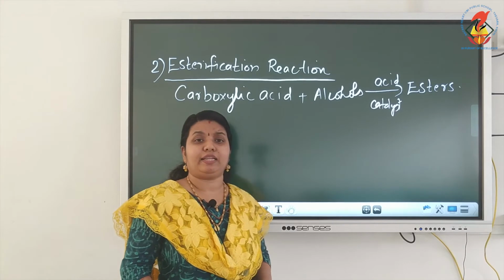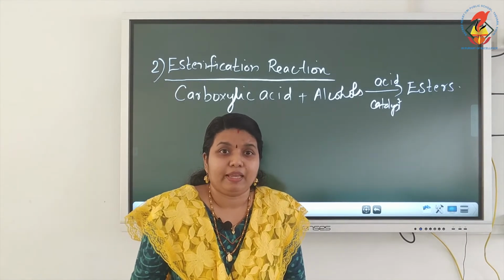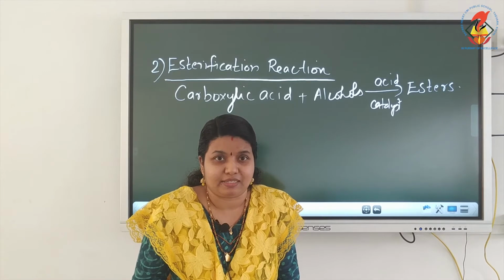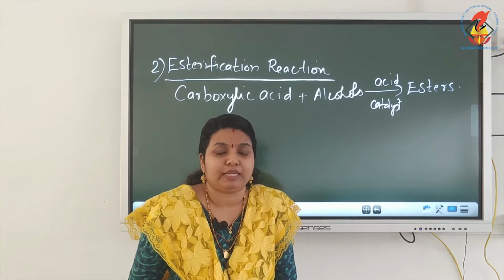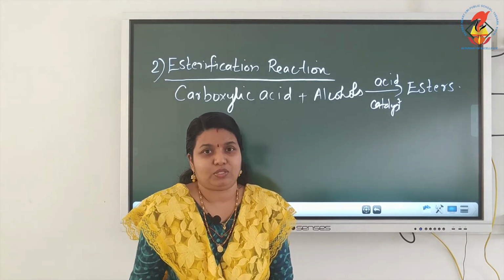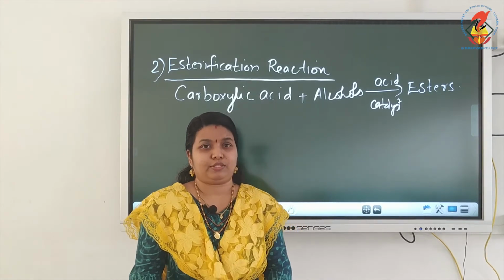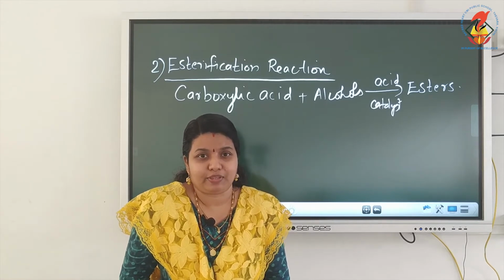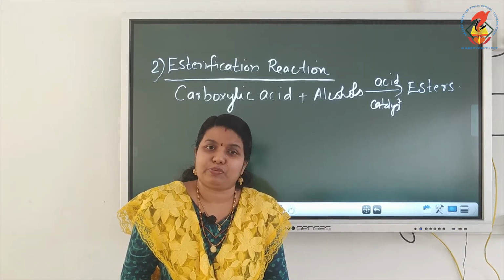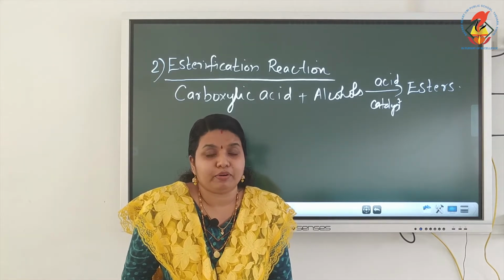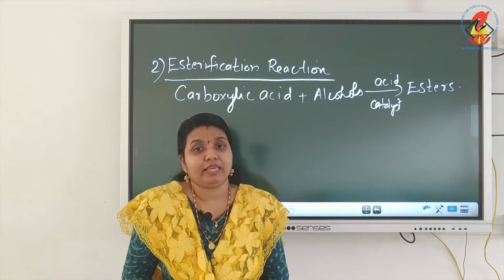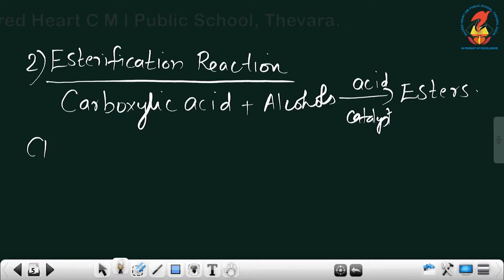About esters we have learned in 8th standard. Esters are sweet smelling substances which are used to make perfumes and also they are used as flavoring agents. So, a reaction between a carboxylic acid and an alcohol in presence of an acid catalyst to form ester is known as esterification reaction. These esters are sweet smelling substances used to make perfumes and also used as flavoring agents. So, we will see how ethanoic acid reacts with alcohol ethanol. This is ethanoic acid.